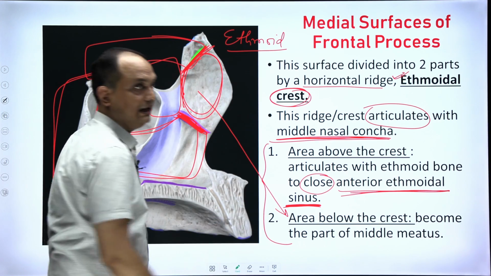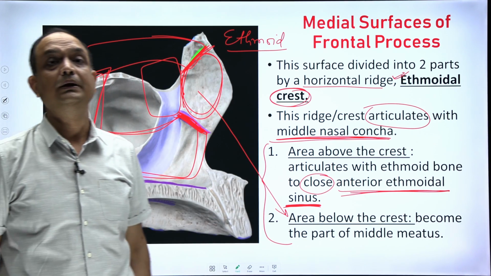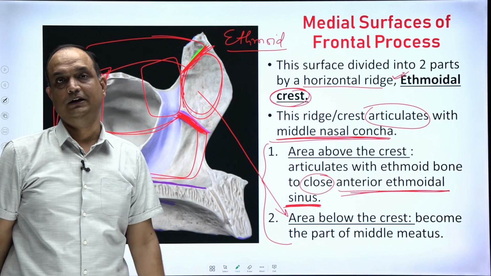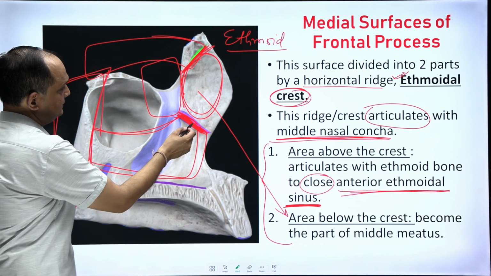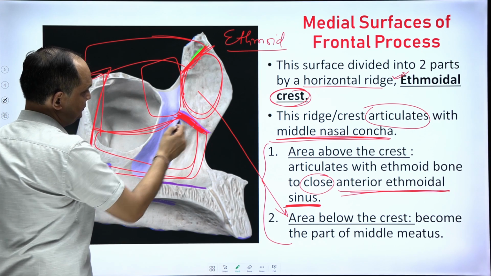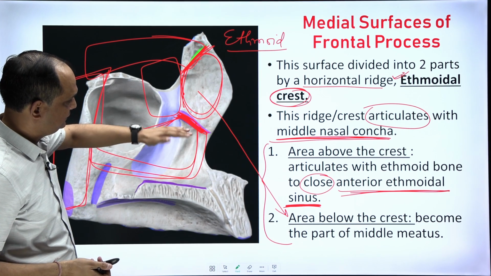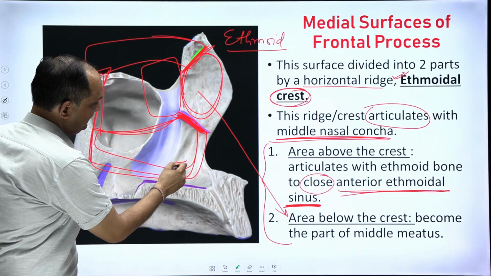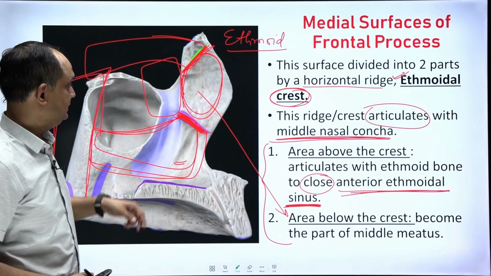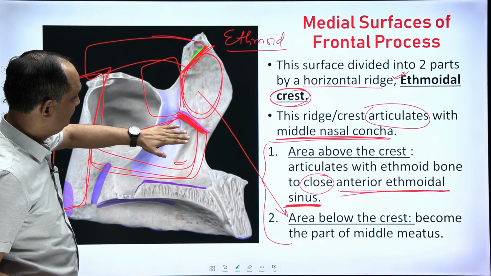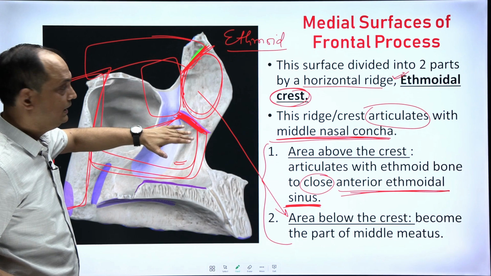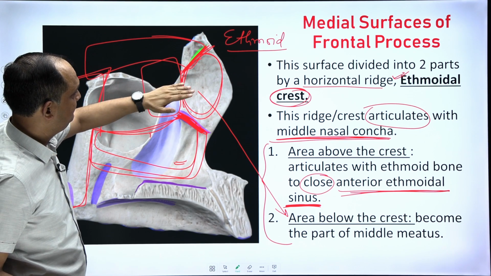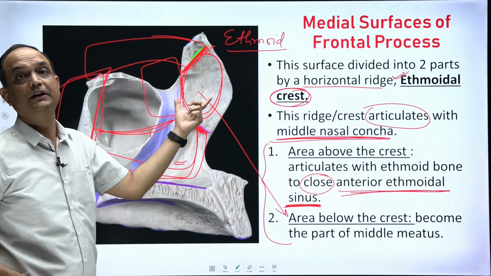Now this area becomes part of the middle meatus, or you can say it is going to form the atrium of the middle meatus. Because once you have this shelf-like projection here which is known as the inferior concha, this area becomes part of the inferior meatus. Now above the inferior meatus you will have the inferior concha, then you will have the projection here which is the middle concha, and the area below the middle concha is known as the middle meatus.